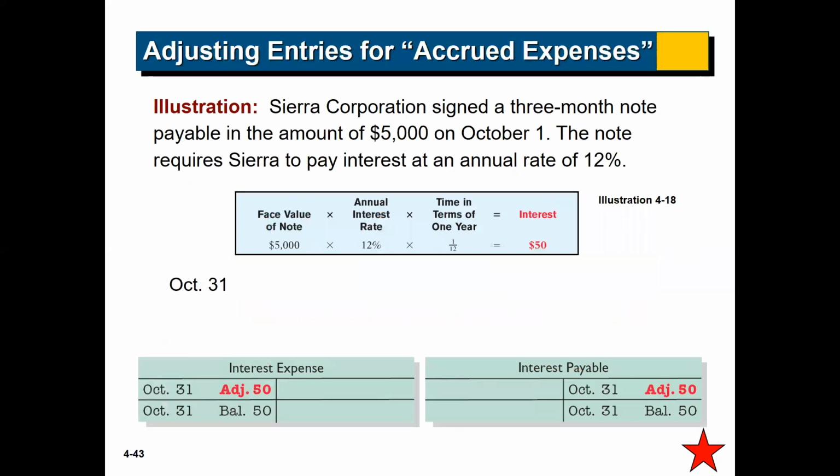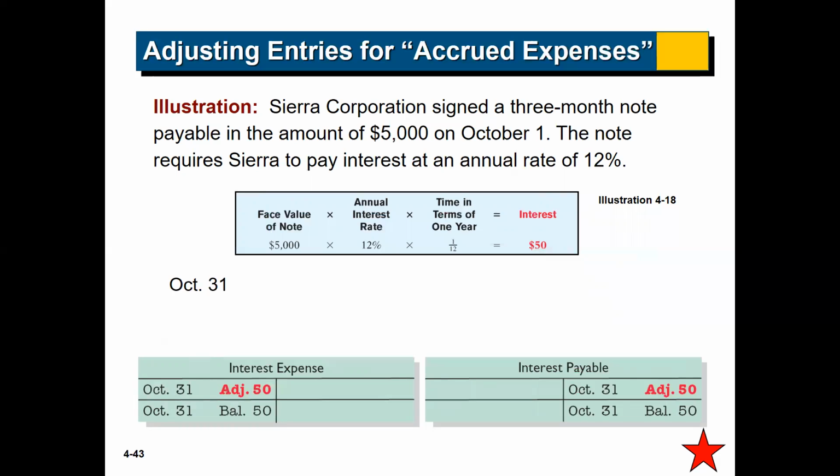All right, so here's an example. Sierra Corporation signed a 3-month note payable in the amount of $5,000 on October 1st. The note requires Sierra to pay interest at an annual rate of 12%. Now, there's a formula here. You're going to see this formula more than one time in this class. It's not a really difficult formula, but you have to know what parts to put where.